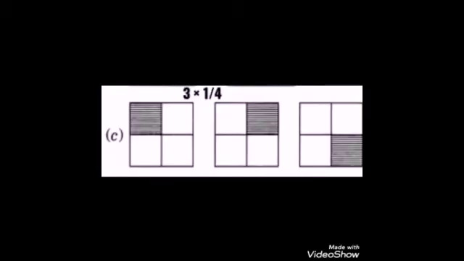Next, the fourth subdivision, 3 into 1 by 4, represents diagram C. Here is diagram C. We are given 3 squares and each square is divided into 4 parts. Out of these 4 parts in each square, only 1 part is shaded and the other 3 parts remain unshaded. So the fraction of the shaded region is 1 by 4. Since we are given 3 squares, we can represent it as 3 into 1 by 4. Therefore, the fourth subdivision represents diagram C.